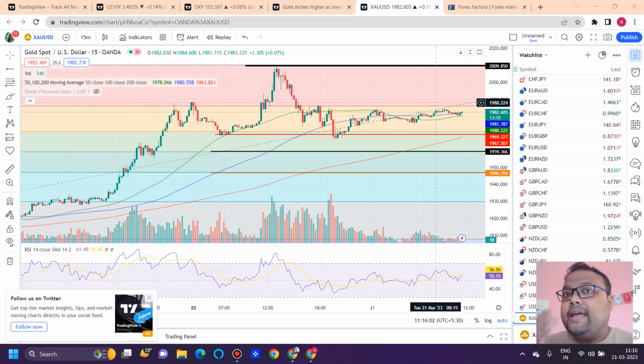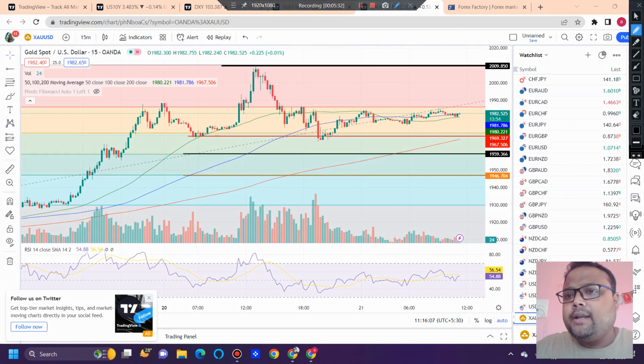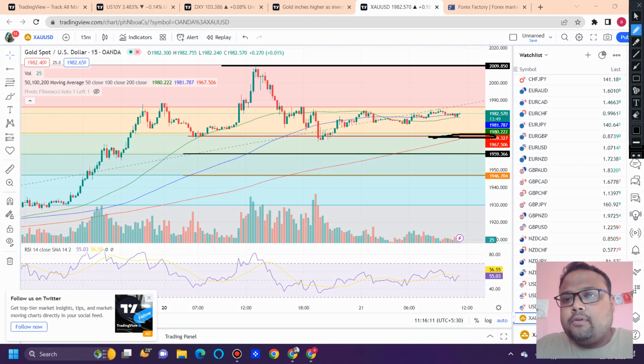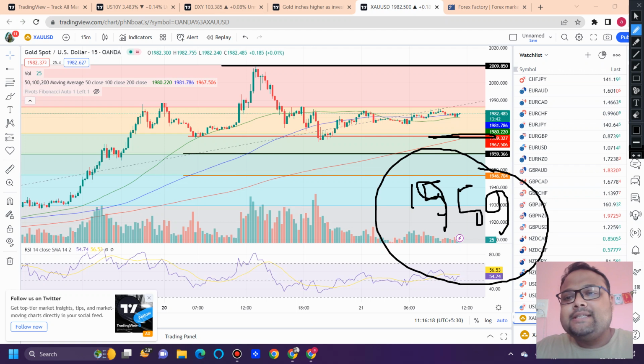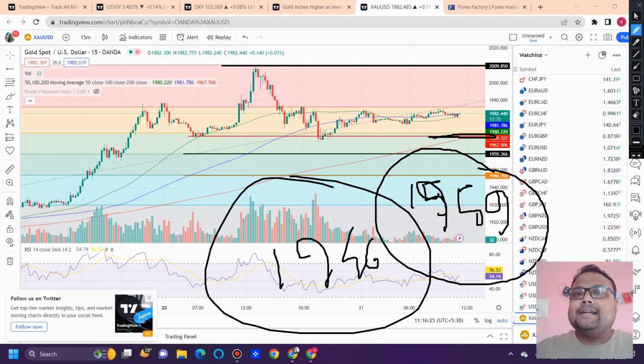So in case during the European session and US session market shows extreme volatility and market starts falling, then this may not work, and your next support will be around 1959. So the first support is 1969, then the second support is 1959, and the third support is 1946. 1969, 1959, and 1946, these three are the supports on the chart of gold for the day before FOMC.